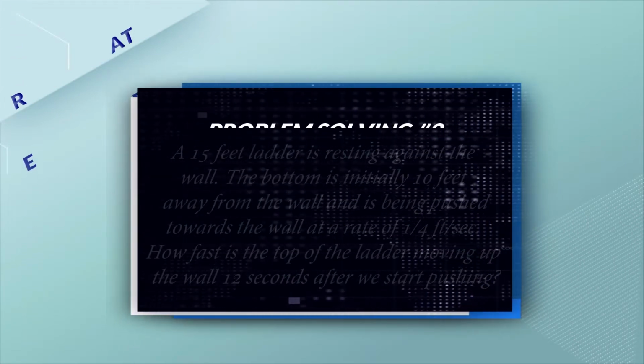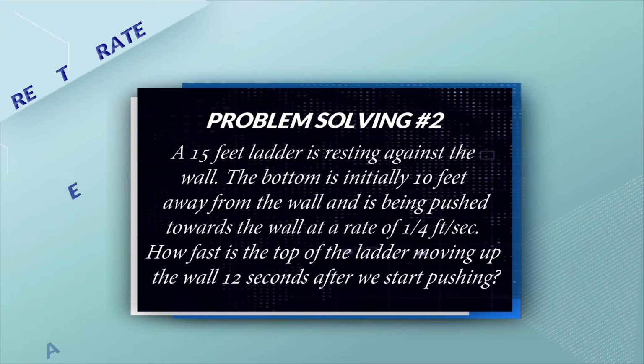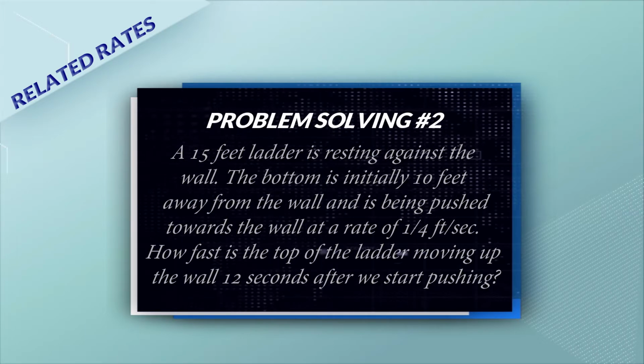In our next problem, we'll be dealing with related rates. A 15-feet ladder is resting against the wall. The bottom is initially 10 feet away from the wall and is being pushed towards the wall at a rate of 1/4 feet per second. How fast is the top of the ladder moving up the wall 12 seconds after we start pushing?